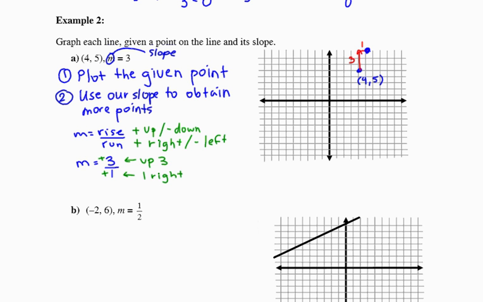Now, here's a little hint to help you get more points. Can I go up more? No. So I want to go the other direction. How would I get to another point that's on this line? Well, let's talk about this. Positive 3 over positive 1, is that equal to negative 3 over negative 1? Why are they the same thing? Two negatives equal a positive. So to get more points, we just basically switch both our directions. So we went up 3, right 1. We could also go the negative: down 3, left 1.